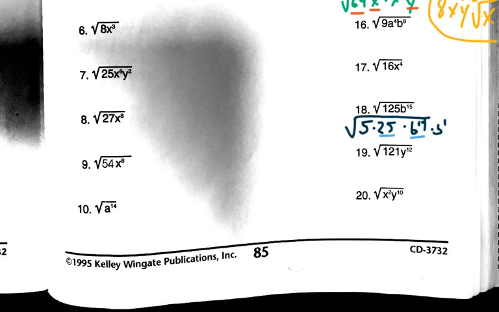So let's go ahead and take out the 25. The square root of 25 is 5. B to the 14th becomes b to the 7th because I divided by 2. Then what is left is 5b. Okay, so there's your final answer there.